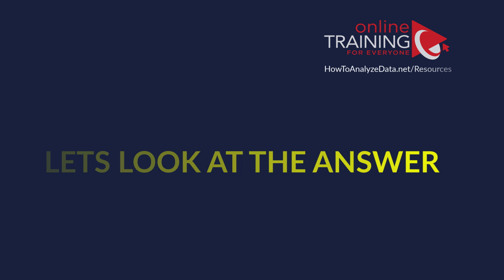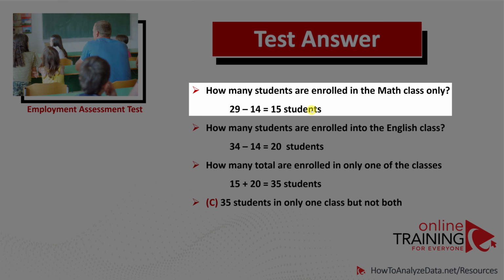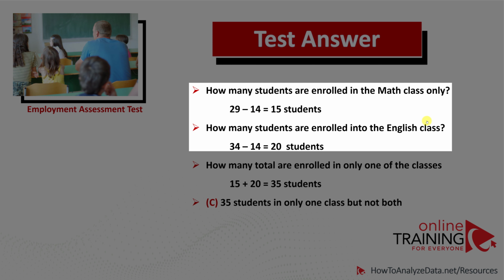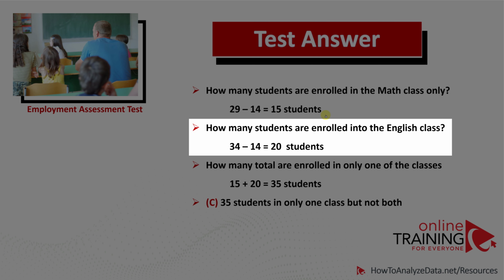To solve this challenge, we need to understand how many students were enrolled in the math class only and then in the English class only. To calculate math-only students, we need to subtract 14 from 29, and we'll get 15 students enrolled in the math class only. The number of English-only students would be 20. When we subtract 14 from 34, this is exactly what we get, 20 students.